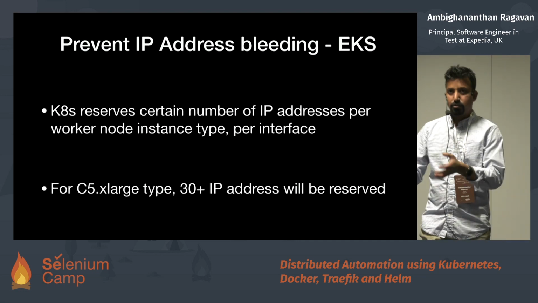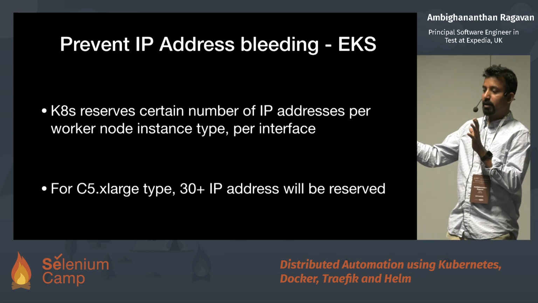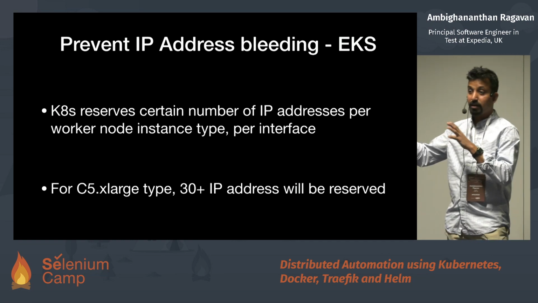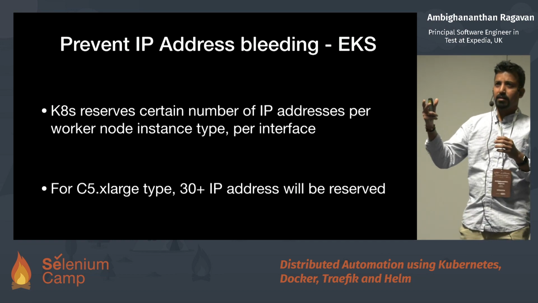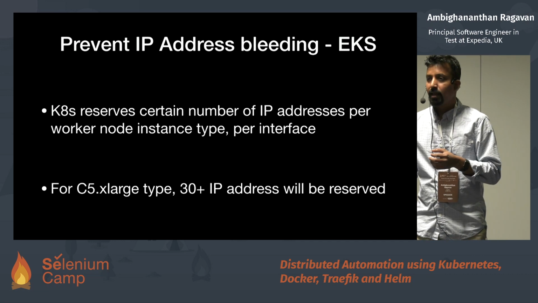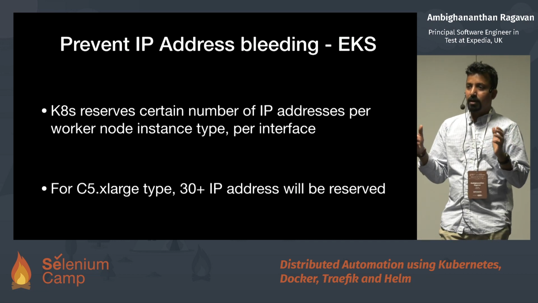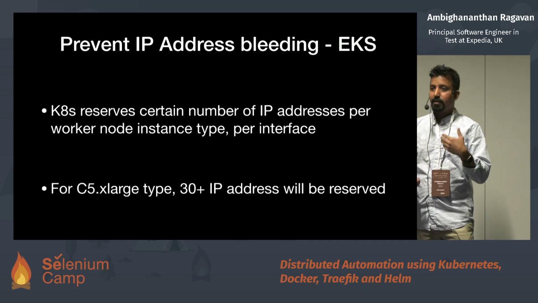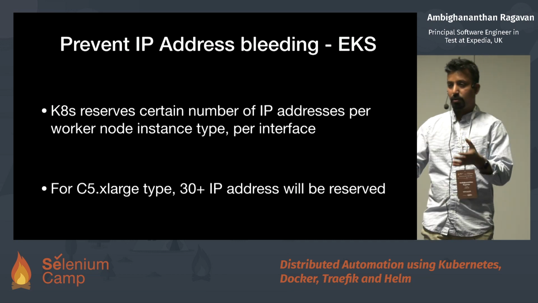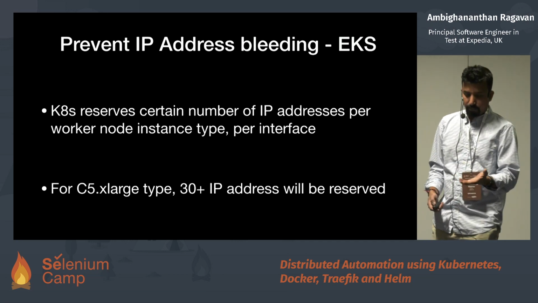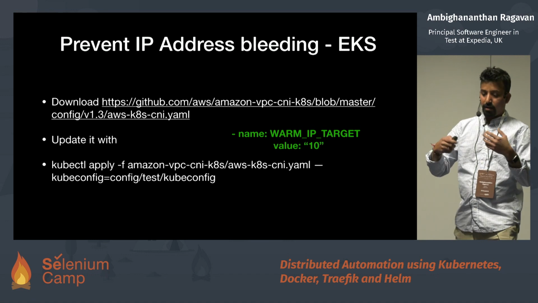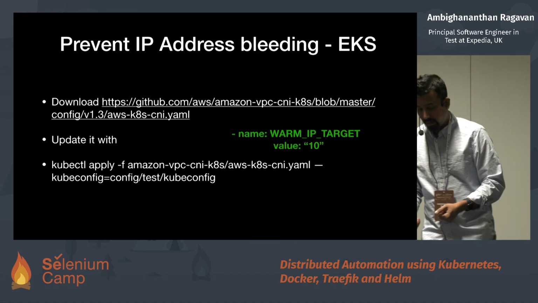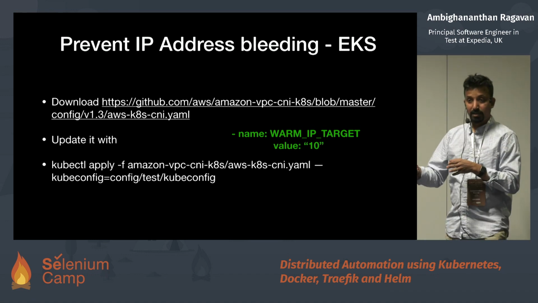So I was trying to scale my solution to 300 pods, running 300 test cases, and I had around 800 free IP addresses, and suddenly it's 0. And I was like, what happened? And then I figured out that this is how it works, and there is a way to prevent this from happening. Basically there's an environment variable called warm IP target.